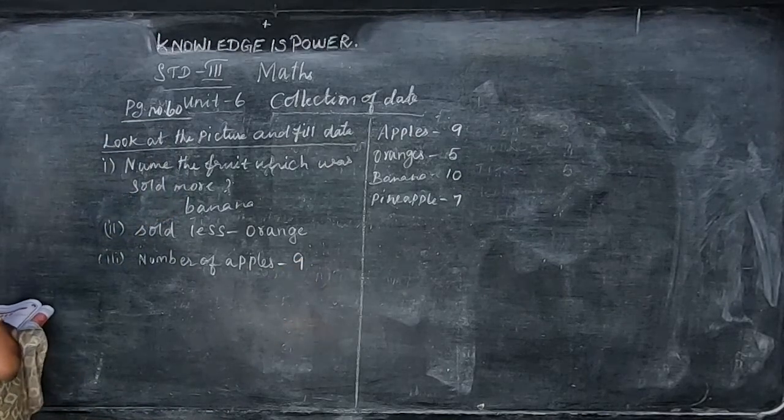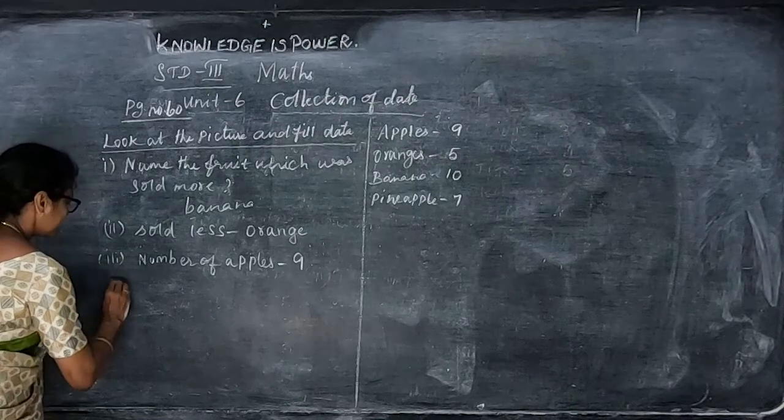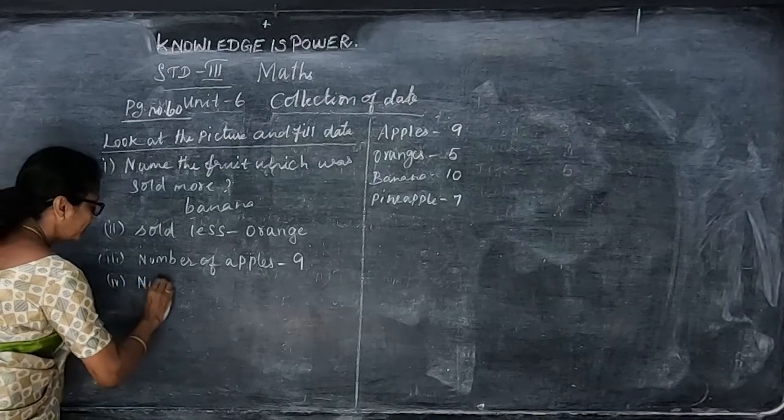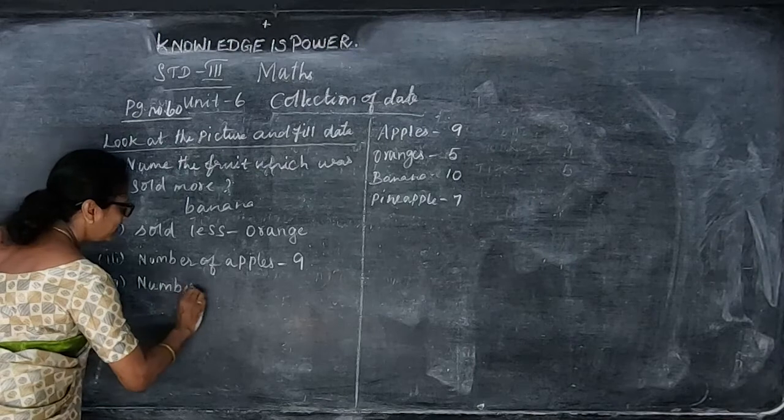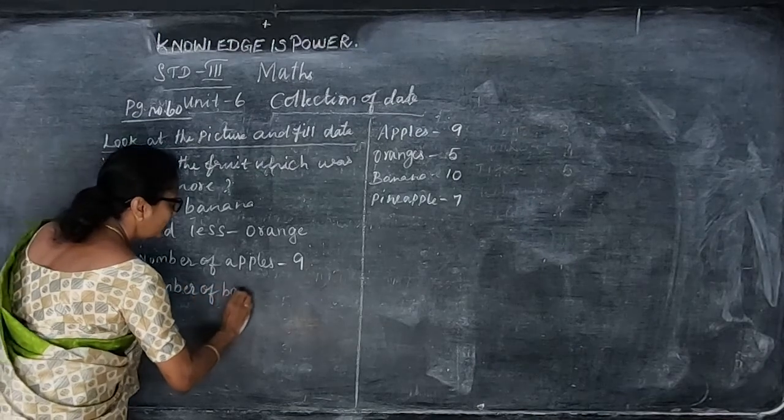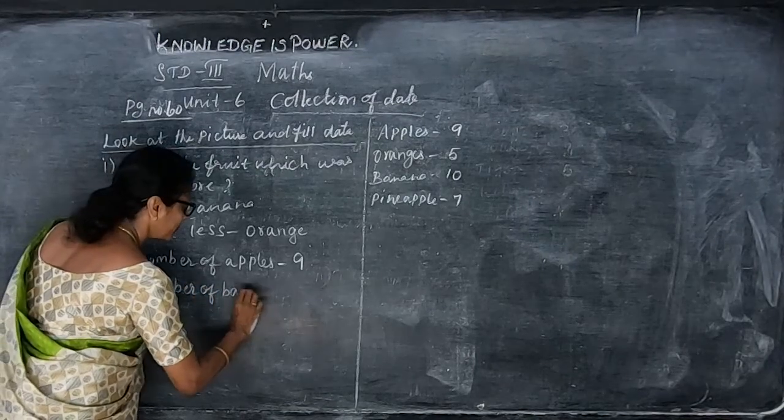And write the number of bananas. So the fourth one is number of bananas. So how many bananas are there? 10.